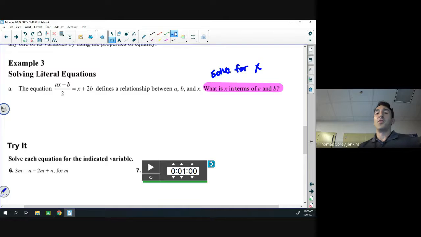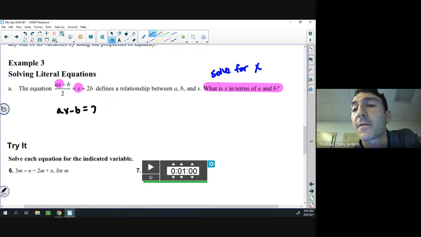Okay, so looking at our original equation, obviously we have multiple x's there, right? So lots of things you could do on these, but we want to try to get those x's to the same side. So, like I said, to start with, I like to get rid of any denominators if I can, right? So what could I do to both sides to get rid of any denominator that we have? Yes? Multiply both sides by 2. Okay, so using that multiplication property, that would give me ax minus b equals 2x plus 4b.